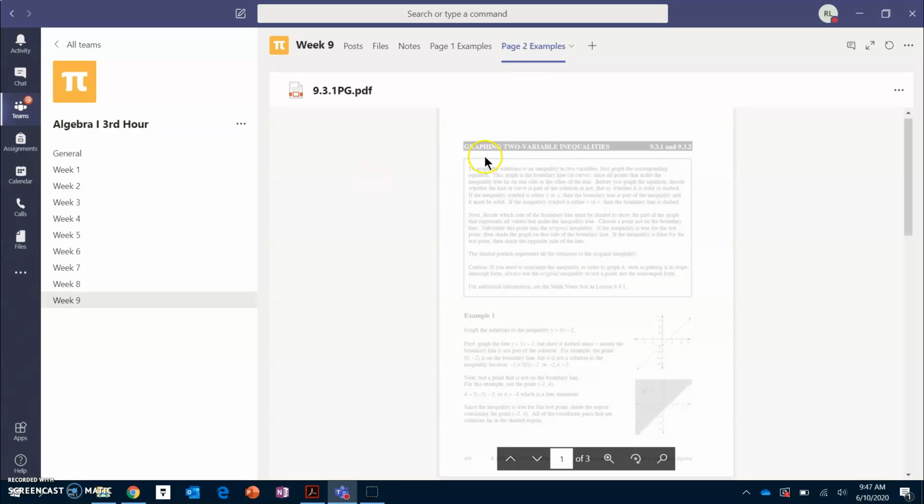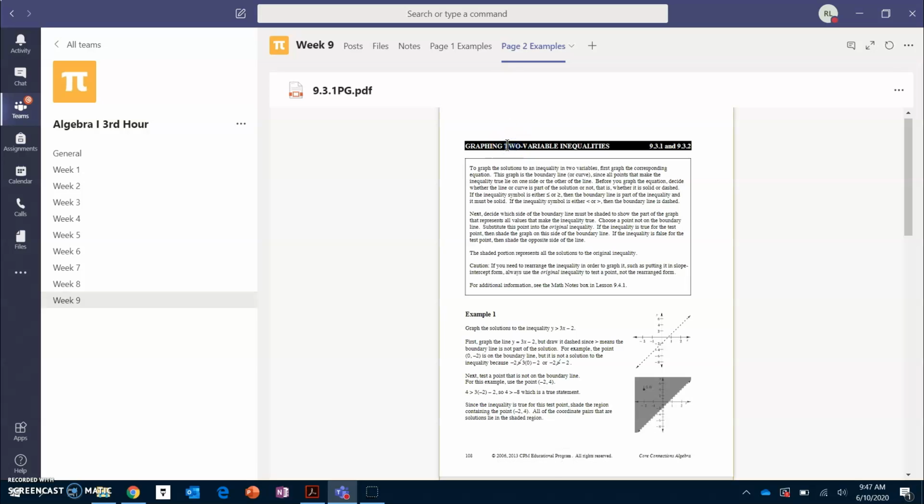We see that the topic is graphing two variable inequalities. Two variables means that there's a y and an x. Where else do we see y and x's? In our lines, y equals mx plus b. So we just pretend that it's an equal sign. For example 1, we have y is greater than 3x minus 2. So we're going to graph 3x minus 2, mx plus b. Our starting value is b, or negative 2, and every time we go over 1, we go up 3. Over 1, up 3.